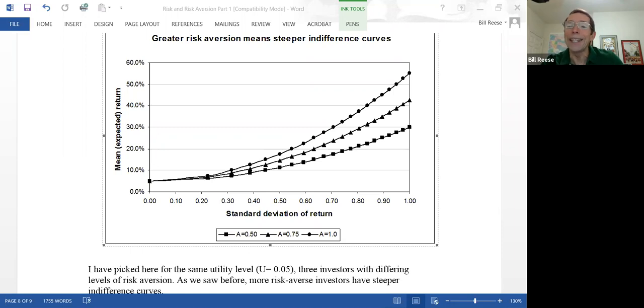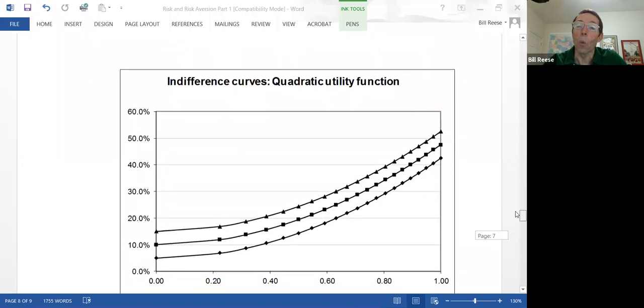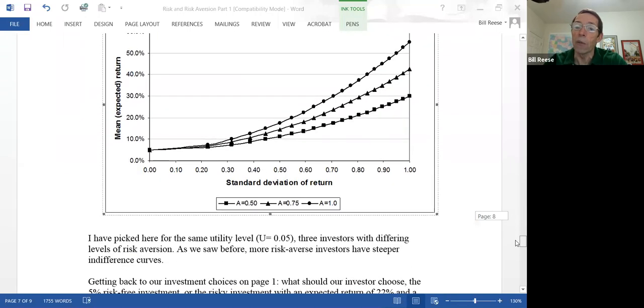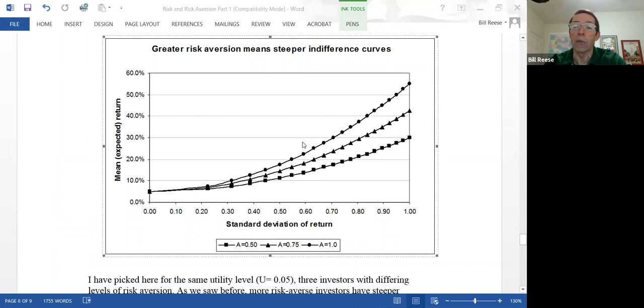So this is 3 different investors, okay, right here. Whereas when we scrolled up, this one was 1 investor with 3 different indifference curves. You can tell it's the same investor because all 3 of these curves have the same slope. This, scrolling down, is 3 different investors because they all have 3 different slopes.